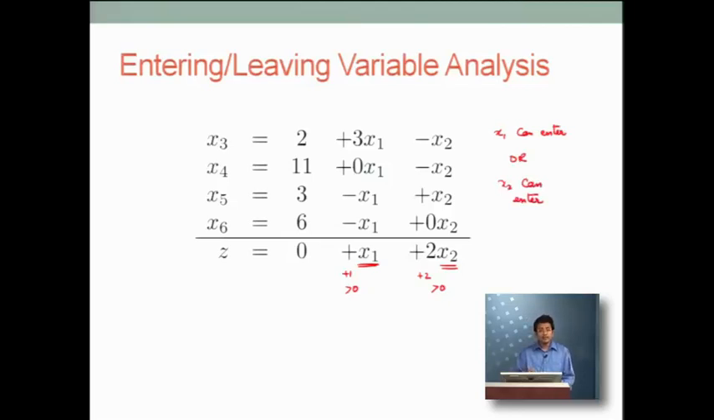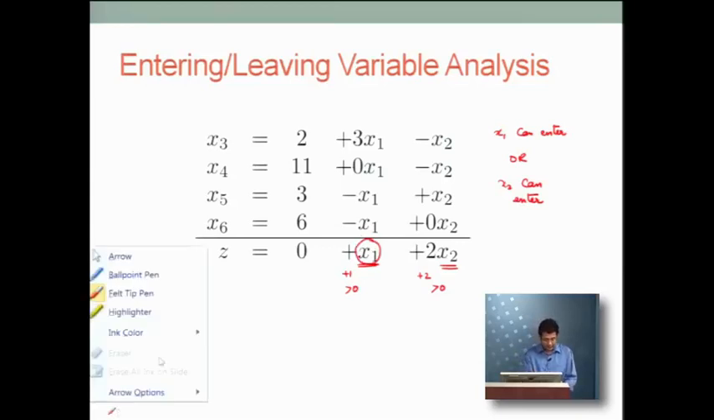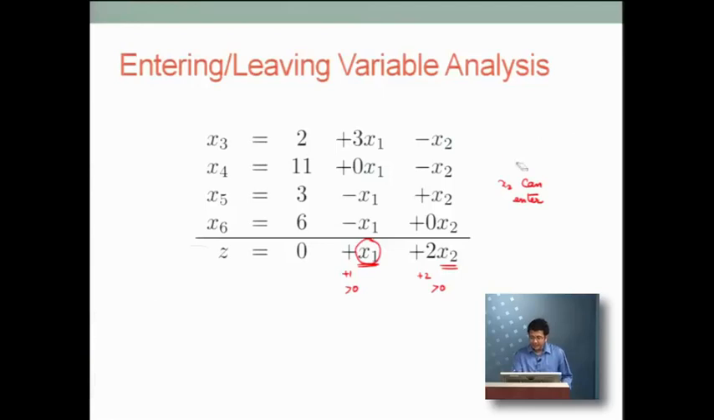Okay, so let's do the leaving variable analysis by choosing x1 as the entering variable. So assume x1 is chosen to be the entering variable. What variable will leave? Okay, so we can do the leaving variable analysis. Let me erase to make space for it. Since x1 has been chosen to be the entering variable, we can ignore this column. x2 does not play any further role in this analysis because it's currently fixed at 0 and it's going to remain 0.